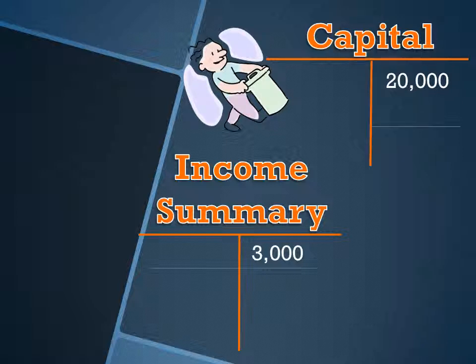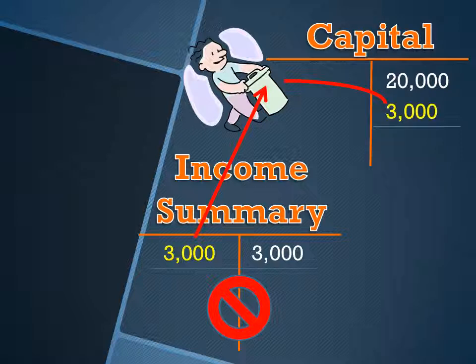So by putting $3,000 in the garbage can, I'm putting it on the left side to zero out income summary, and that's putting it in the garbage can, which means I have to post the offsetting entry to the right side of capital. I'm dumping it right out. And this is exactly how my garbage can income summary works. You just dump everything into it and you immediately dump it out. And then I can see the effect of that on capital.